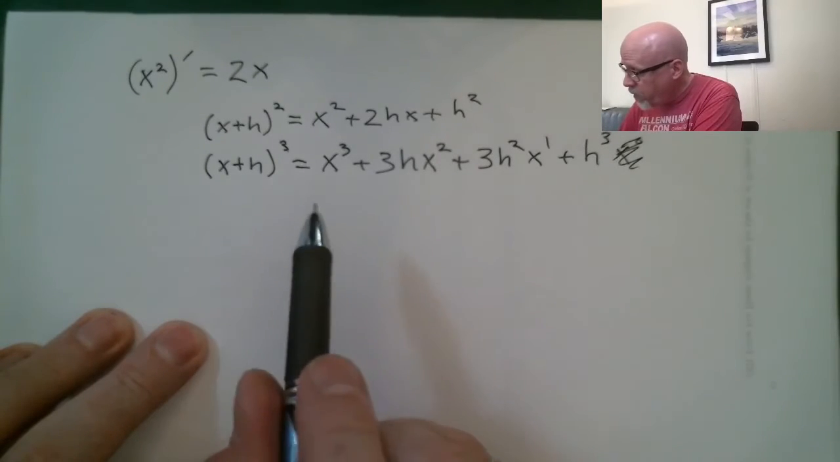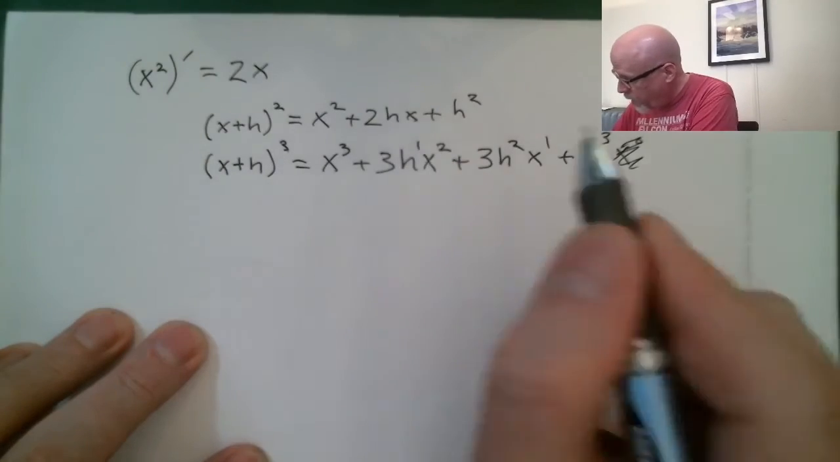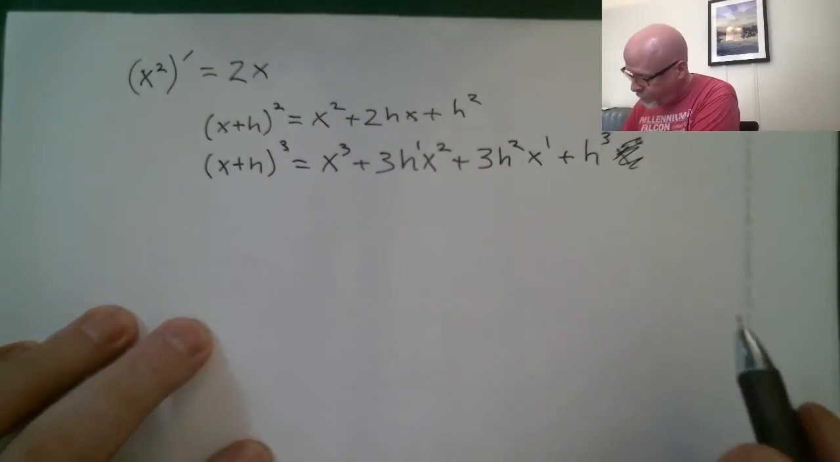Conversely, the powers of h go up. 0th power, first power. Right? This is h to the 1, h squared, h cubed.